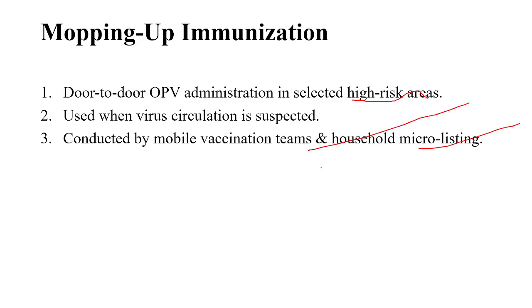It was the final step to eliminate the poliovirus. It was done in small areas where cases were still found. House to house OPV was given to all the children under 5 years. It was ensured that no child was missed and the transmission was stopped.